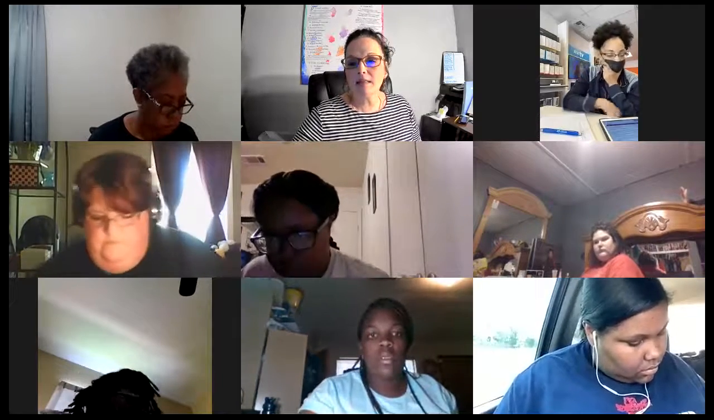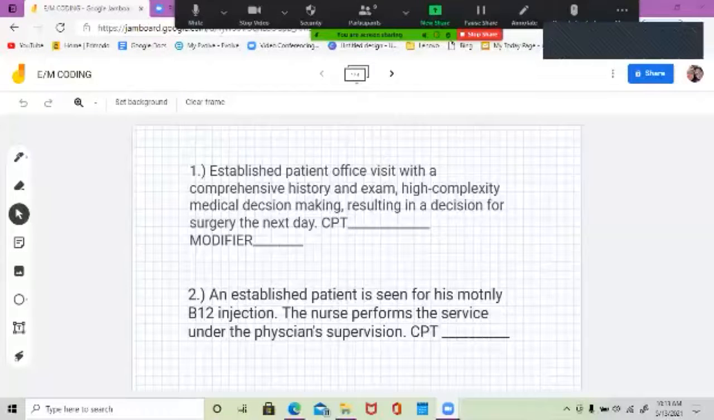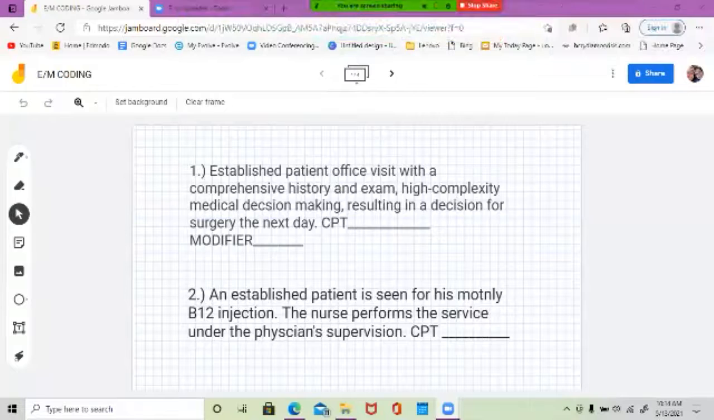Okay, so let's go back to our next coding problem. I just saw a spelling error, please forgive that. An established patient is seen for his monthly B12 injection. The nurse performs the service under the physician supervision. What CPT code do we use?